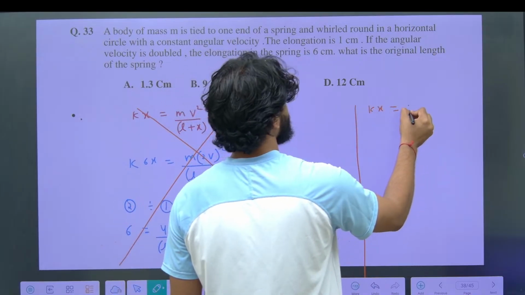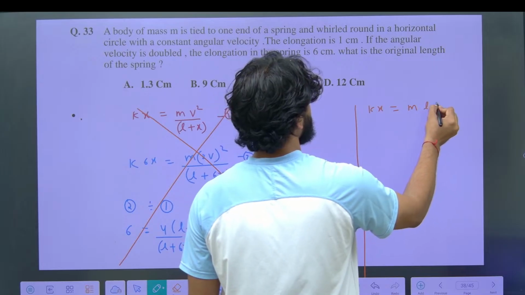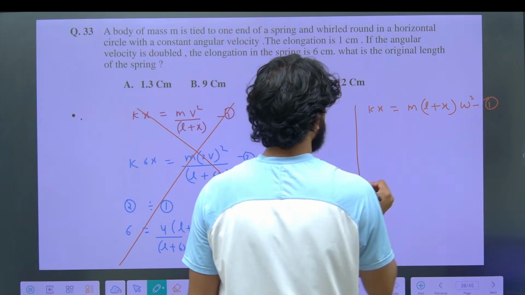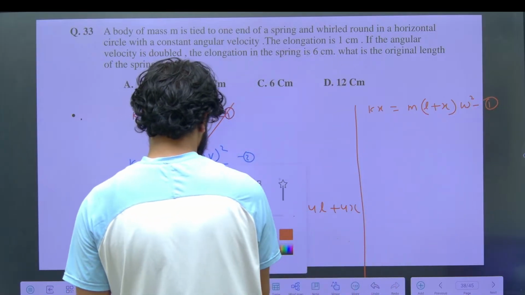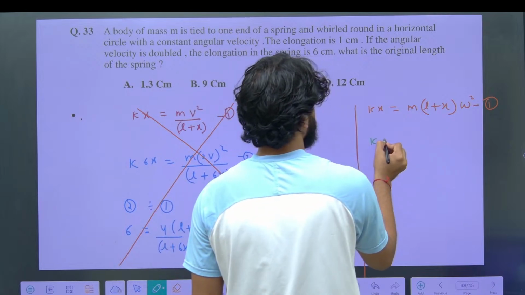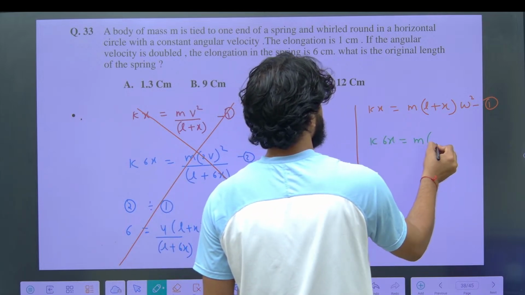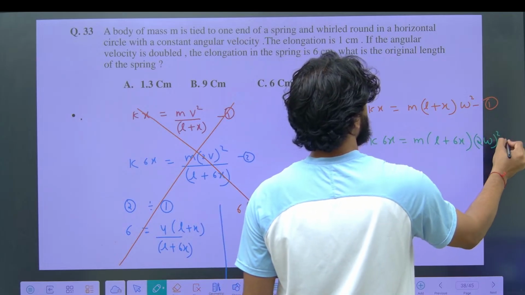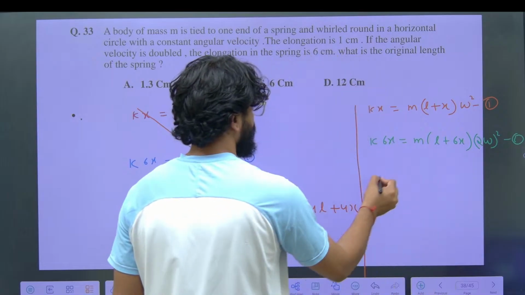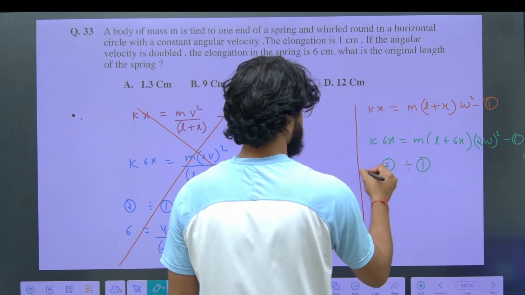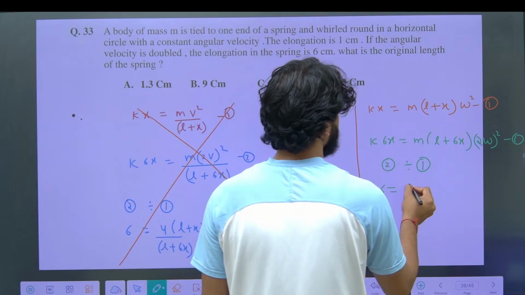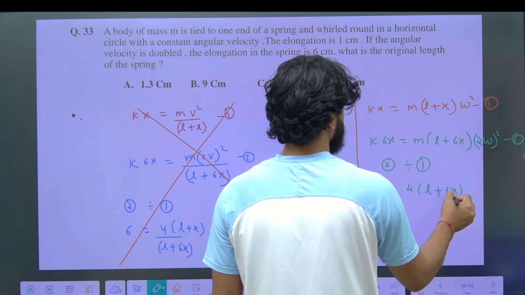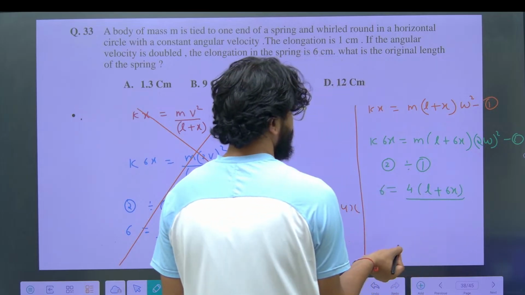Kx equals mr omega square. That is equation 1. Equation 2 is k into 6x equals to m into L plus 6x into 2 omega square. That is equation 2. So let's divide 2 by 1. So 6 equals to 4 into L plus 6x, correct?